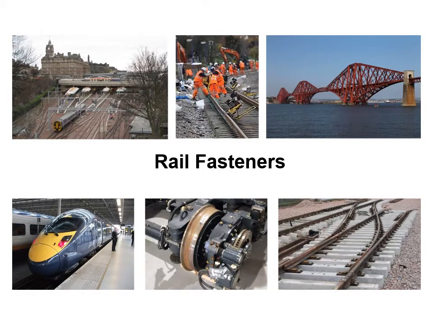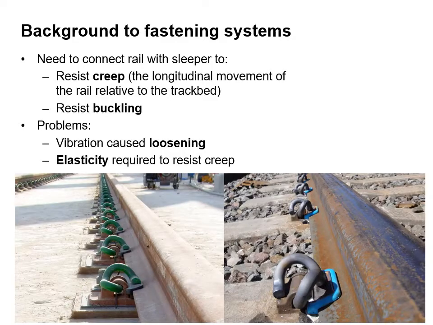So we're now going to have a look at some of the rail fasteners that can be used. So there's a need to connect the rail with the sleeper. This is to resist creep, the longitudinal movement of the rail relative to the track bed, and also resist buckling. Problems include vibration causing loosening and elasticity required to resist creep.